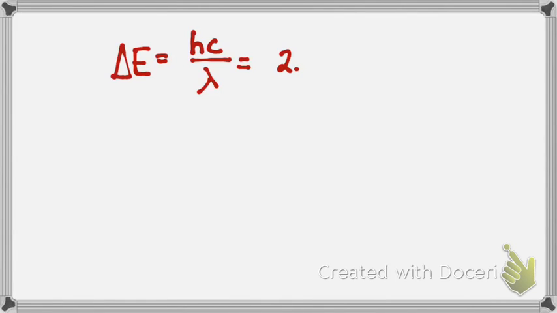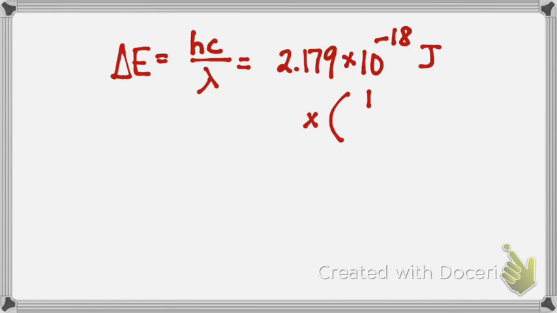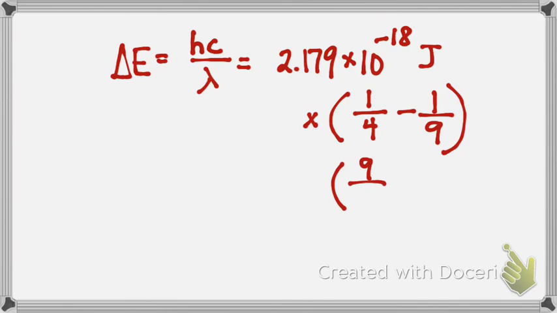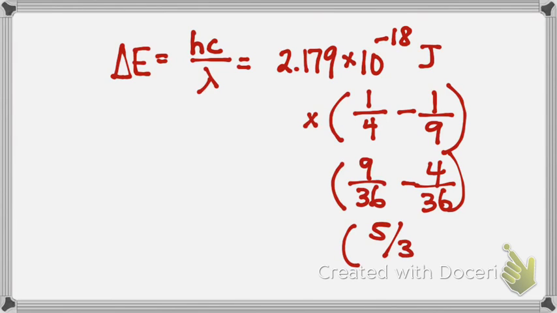This is 2.179 times 10 to the minus 18 joules times 1 over 4 minus 1 over 9. 2 squared is 4, 3 squared is 9. I can get a common denominator on this. This will be 9 over 36 minus 4 over 36, which will be 5 over 36.